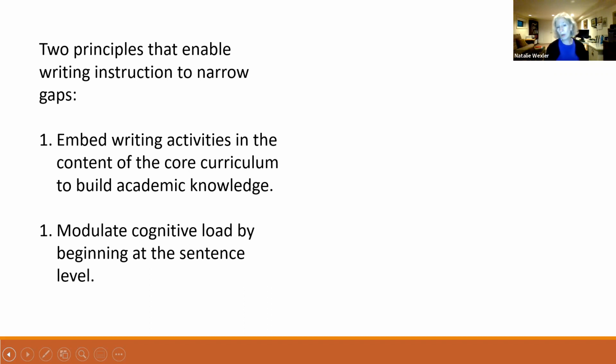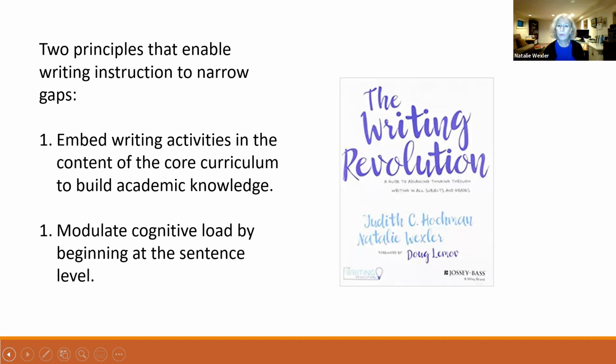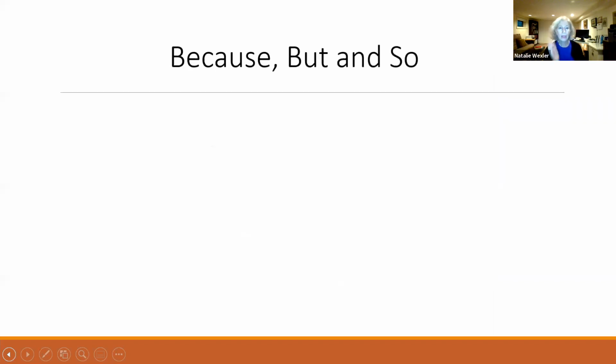Now, I know of only one method that combines both of these principles, and that's The Writing Revolution. And I'm the co-author of a book by that title with Judith C. Hochman, who's a veteran educator who developed the method. I don't have time to really go into the method deeply, but I can give you a quick example of one of the sentence-level activities that it covers.